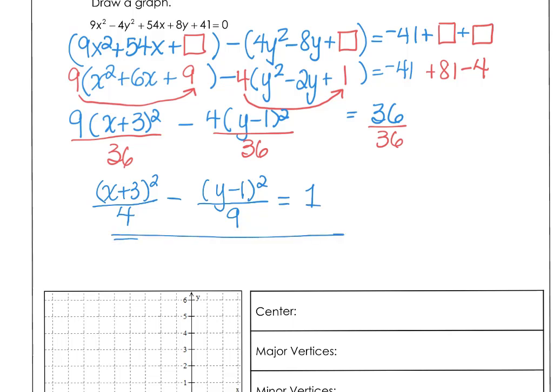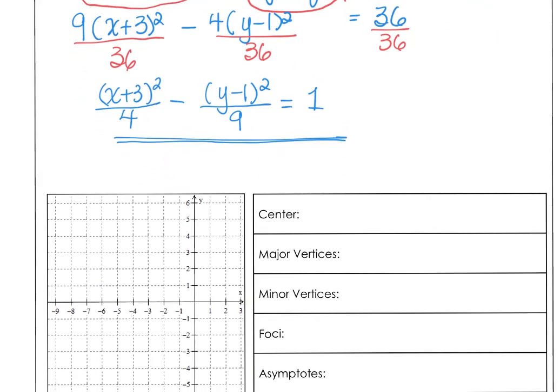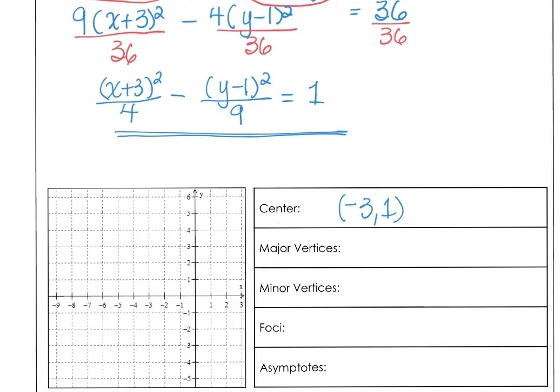So here's our standard form, and the center is at (h, k), and the h belongs with the x term, so we have -3, positive 1. So let's see, our a value is 2, b is 3, and 9 plus 4 is 13, so c is the square root of 13 after we take the square root.